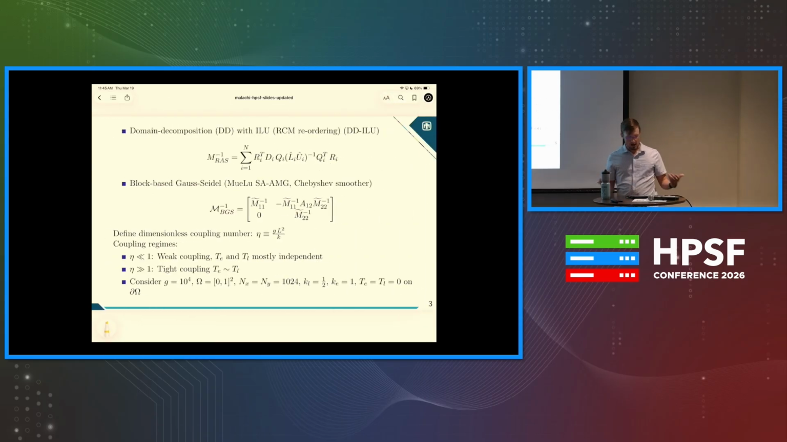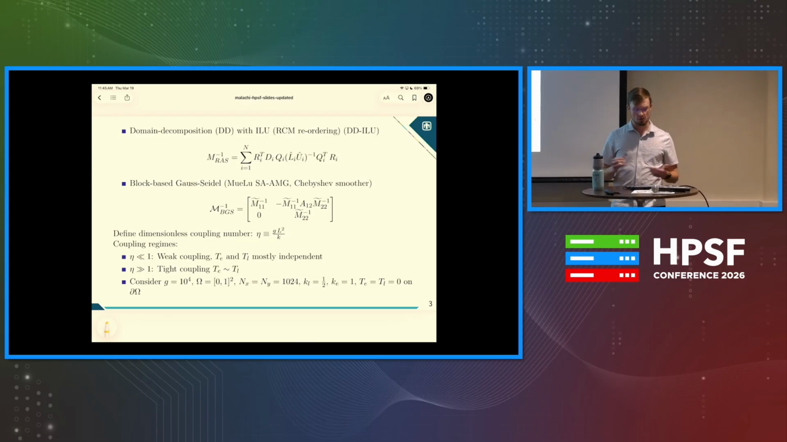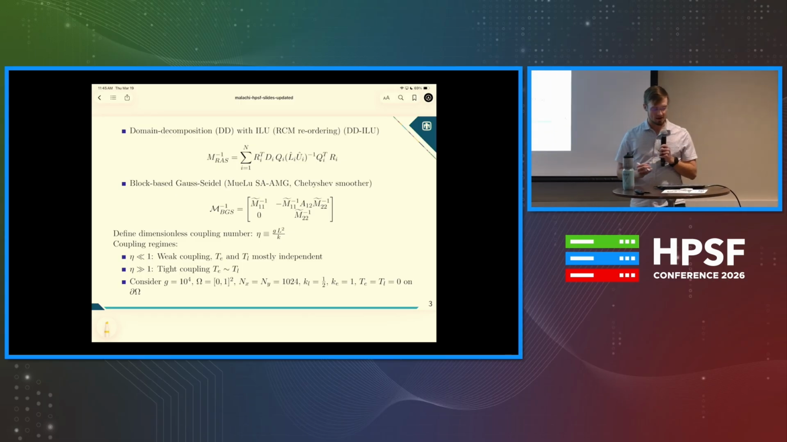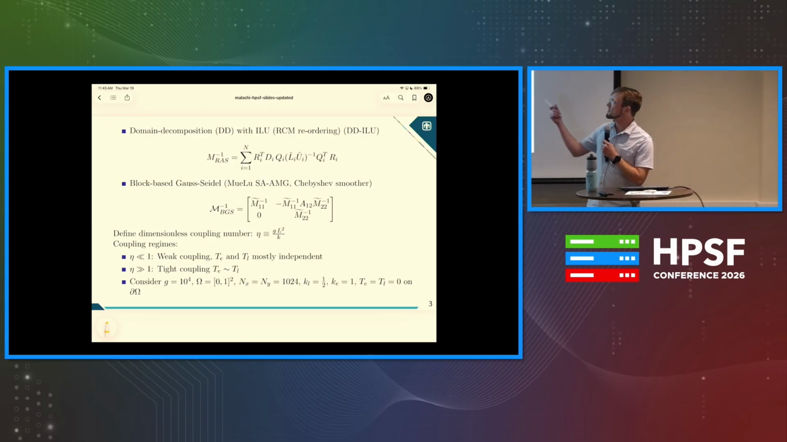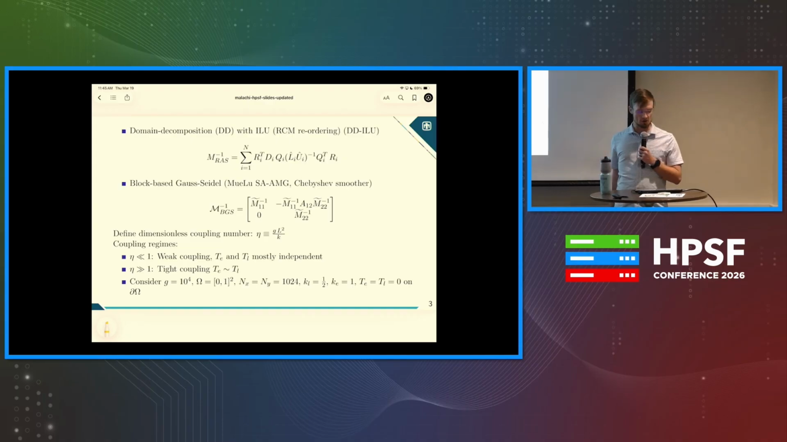So how do we actually end up solving this system? Well, before I started to investigate all of this Teko work, what we would do in Sierra thermal fluids is just use a domain decomposition approach where we split it into subdomains that are processor local. Then we do some kind of incomplete LU factorization to solve it. I'll refer to that as DDILU. We could also use Teko to create a block-based Gauss-Seidel approach. In this example, I'll use MueLu with smoothed aggregation for both of the blocks with a Chebyshev smoother.